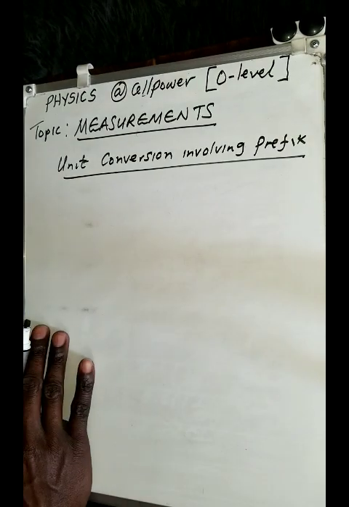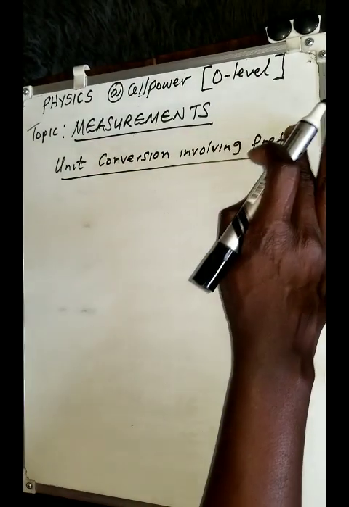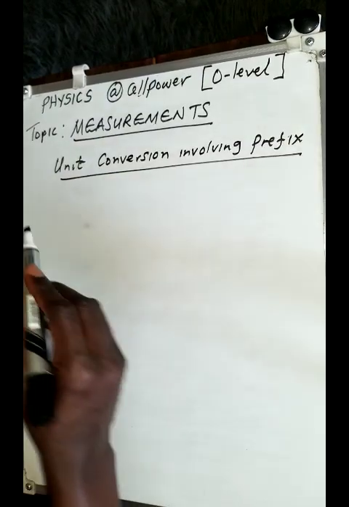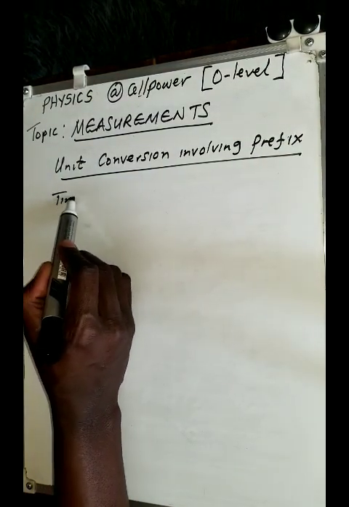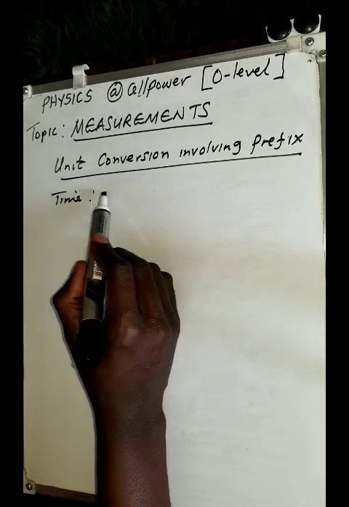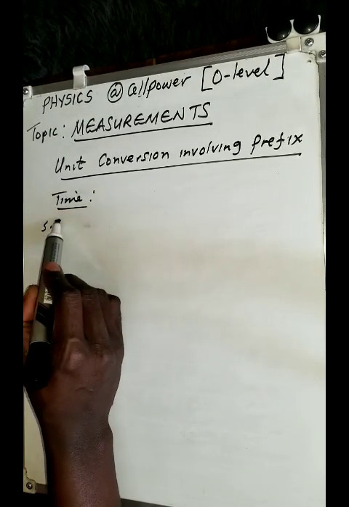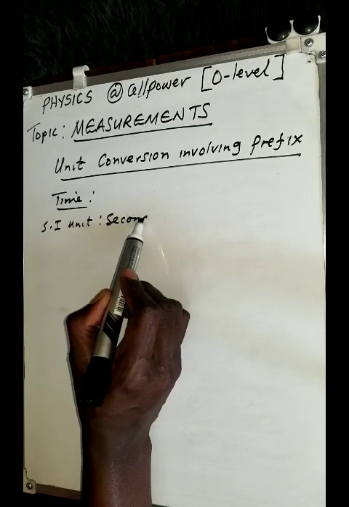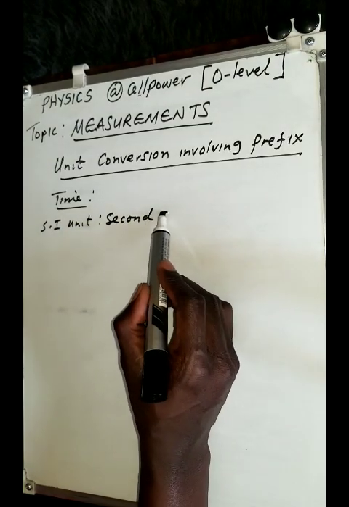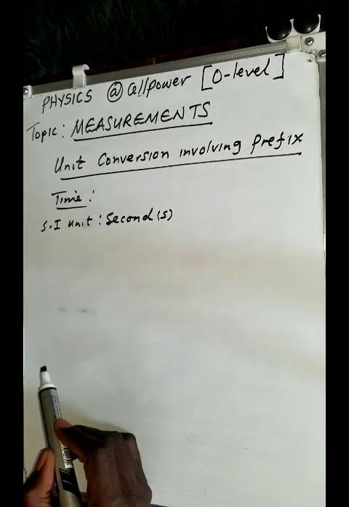So there are a lot of things that you can talk about. I'll just give you slightly an overview. For example, when it comes to time, remember that the SI unit for time is simply the second, represented by small letter s.